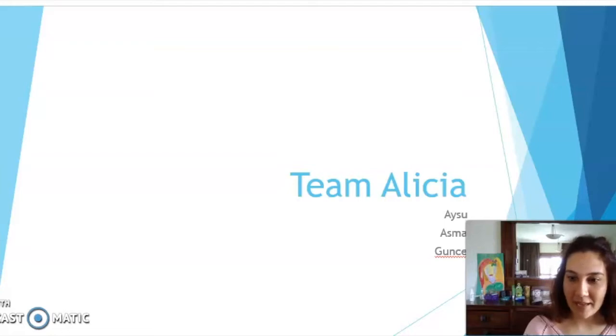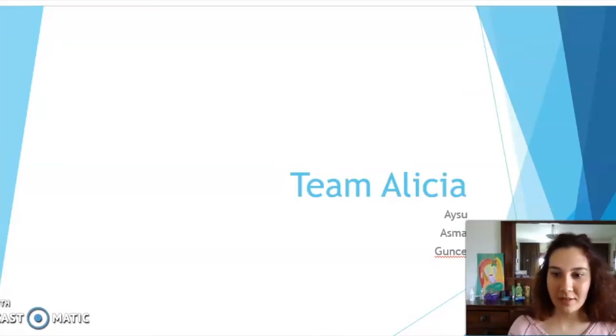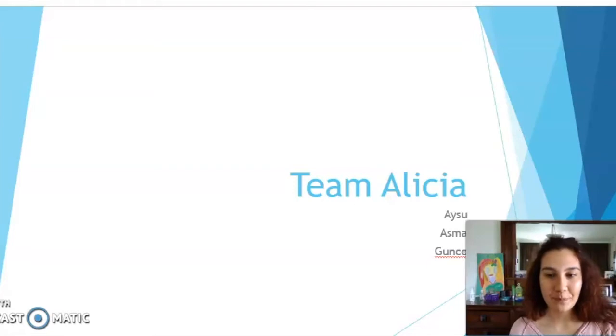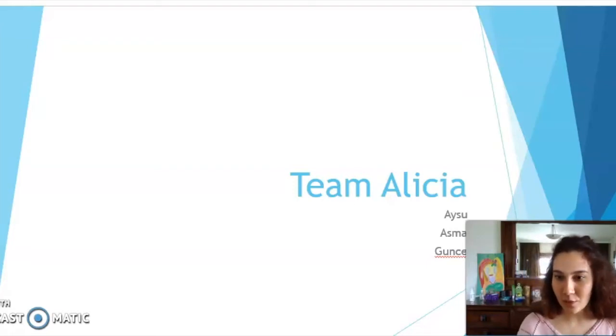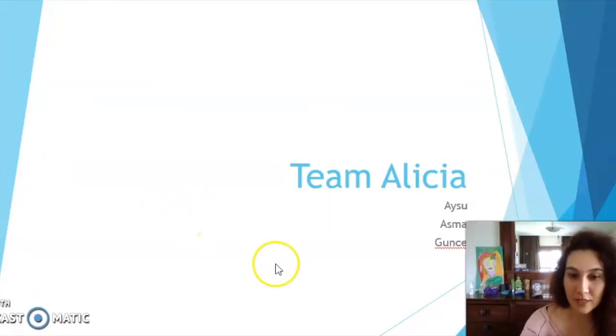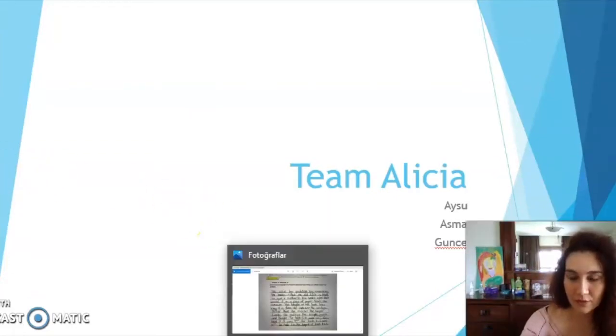My group mate Asma will be looking at her mistakes, and then she will explain to us the rules of past simple, because Alicia is having a little bit of difficulty in past simple. Then Gunce will be our teacher, and Asma and I will be Gunce's students. So first, let's look at the text that the student wrote.